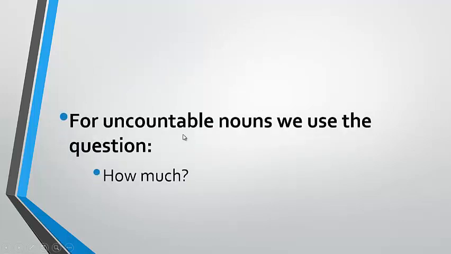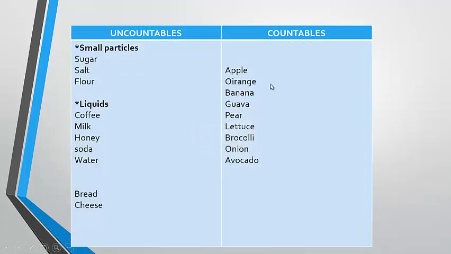When we want to ask about an uncountable noun, we can say how much. For example, how much milk do you want? I want a cup of milk or a glass of milk. So let's see the difference.